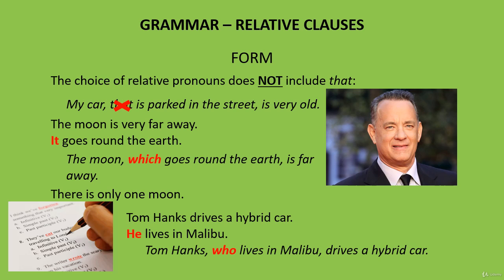Of course, there is more than one Tom Hanks in the world. So let's say we have a group of 3 or 4 Tom Hankses, and we want to define which one. The one in Malibu. That would be a defining relative clause with no commas, but we would have to say the Tom Hanks who lives in Malibu drives a hybrid car.